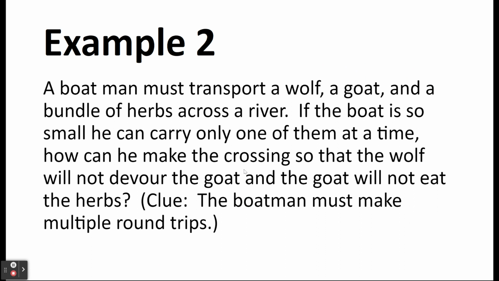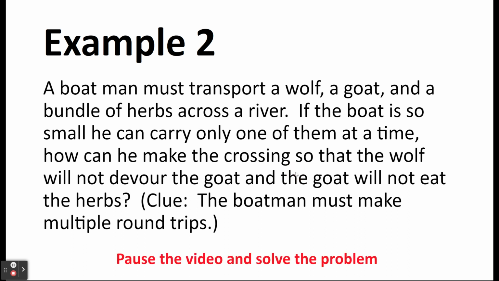Okay, example number 2. A boatman must transport a wolf, a goat, and a bundle of herbs across a river. If the boat is so small he can carry only one of them at a time, how can he make the crossing so that the wolf will not devour the goat and the goat will not eat the herbs? Clue: the boatman must make multiple round trips. That is definitely a clue. Pause the video. See if you can solve the problem.